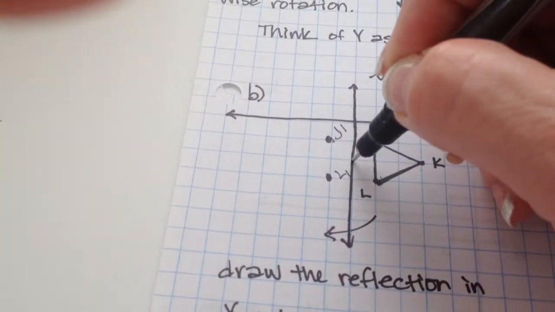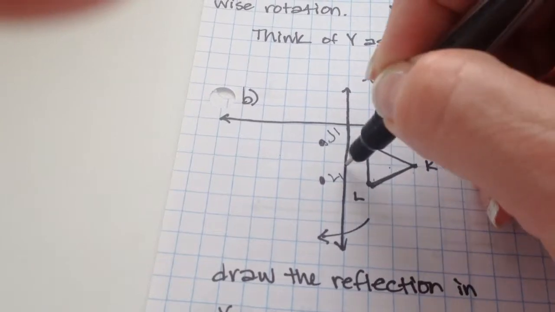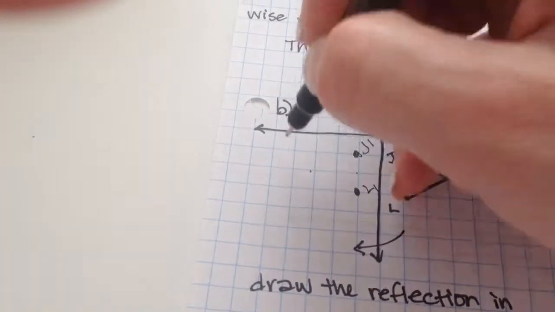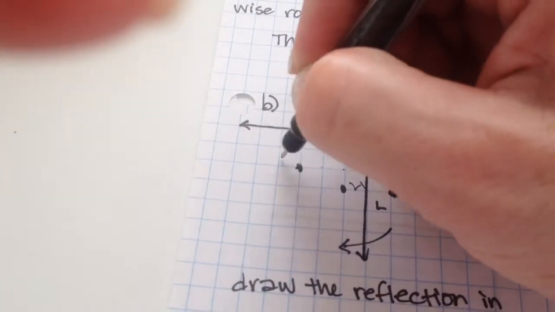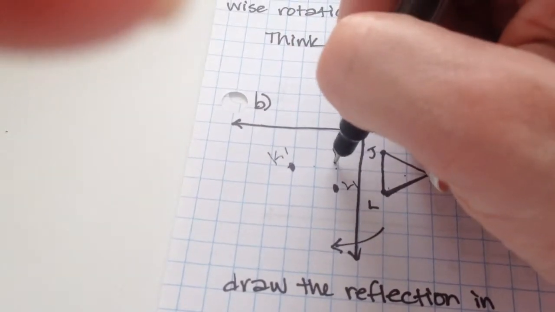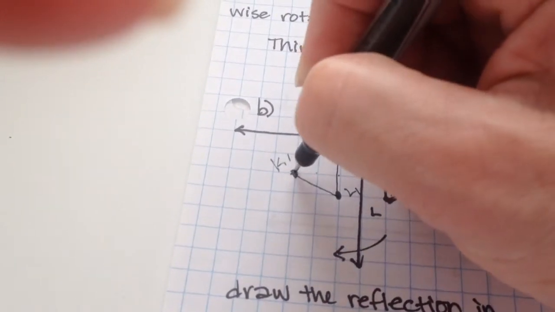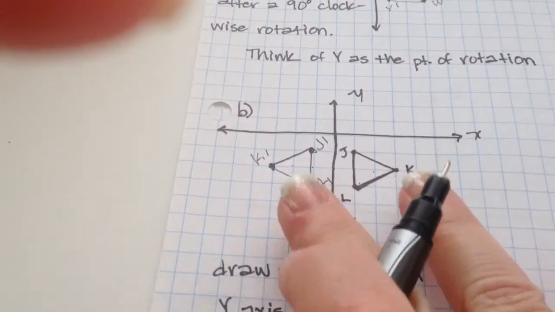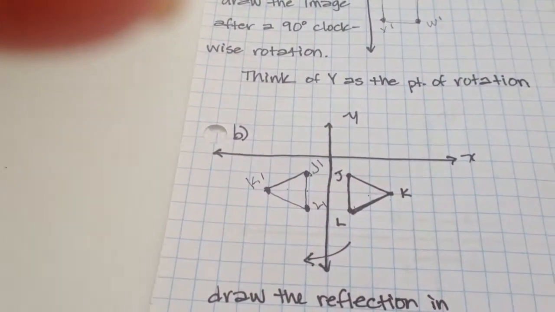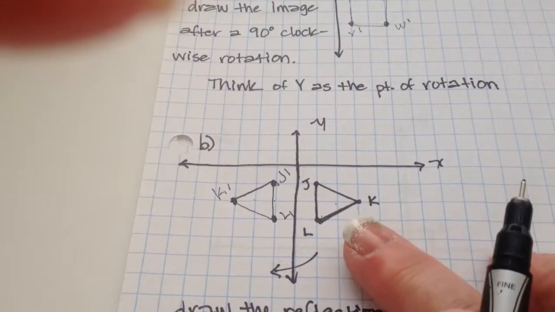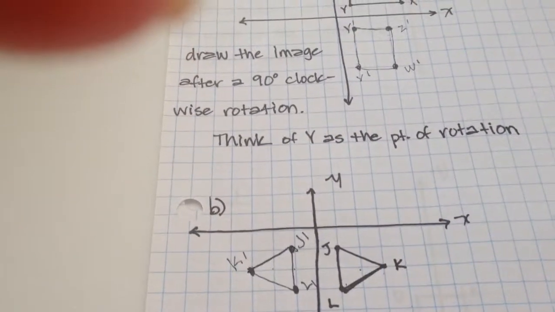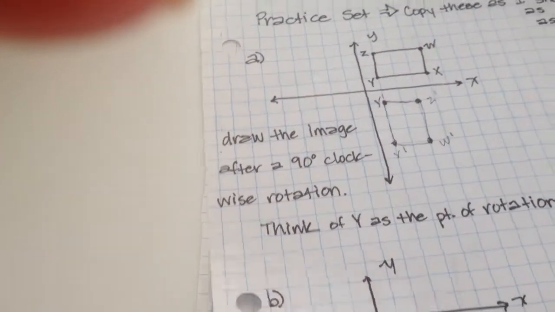So K was how far? 1, 2, 3, so I'm going to go 1, 2, 3. Right there is where K is going to be, K1, and then I can draw in my triangle, and you can see that it's a mirror, a reflection of the original triangle. Okay, you have to use your sense, your 3D sense, your spidey sense.